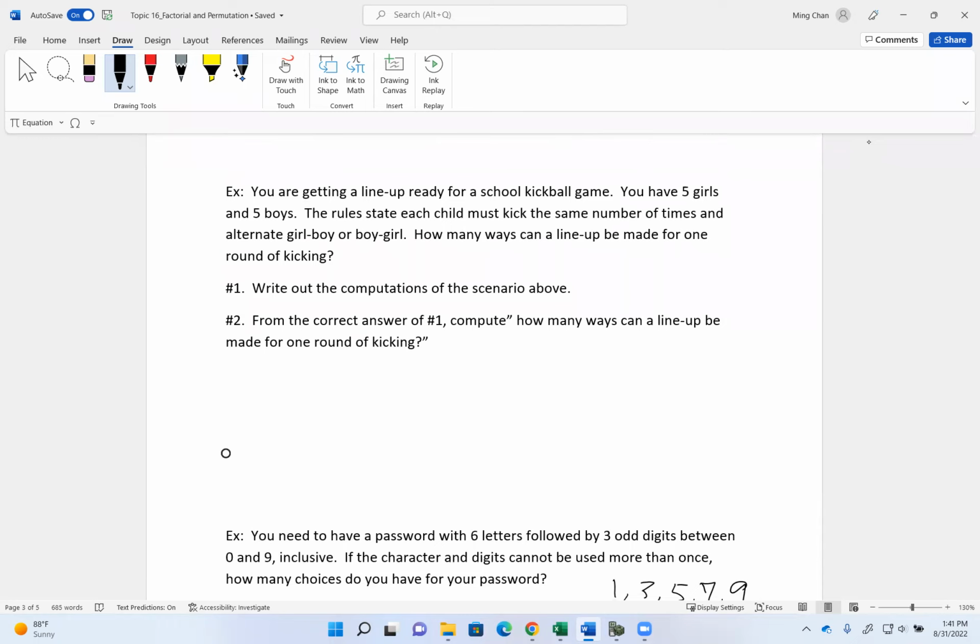If you are getting a lineup ready for a school kickball game, let's say we have 5 girls and 5 boys. The rule states that each child must kick the same number of times. And we're also going to alternate girl, boy, or boy, girl. Ooh, let's make it interesting. So how many ways can a lineup be made for one round? I'm just doing one round of kicking.